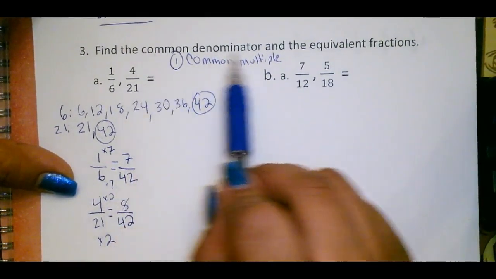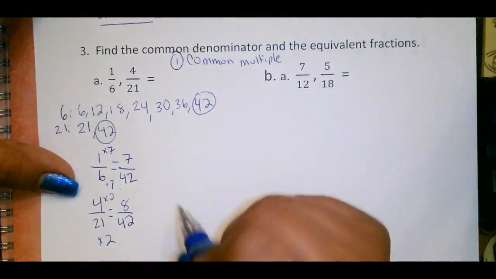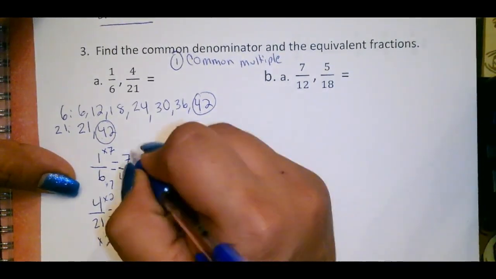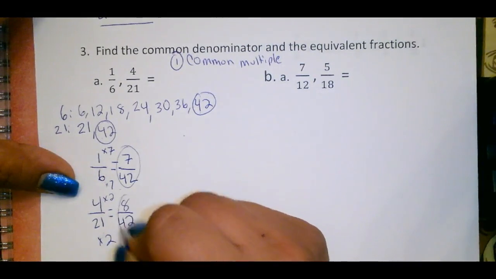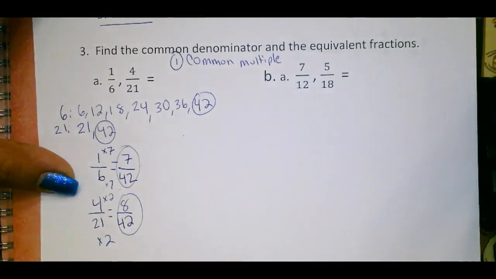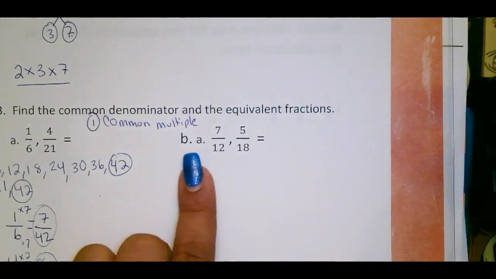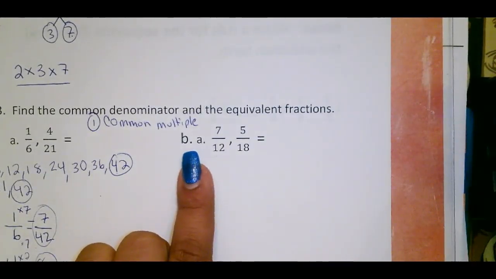So the question is find the common denominator. The common denominator is 42. And the equivalent fractions are 7 over 42 and 8 over 42. All right, so now you need to do the same for B. Pause the video and do B.